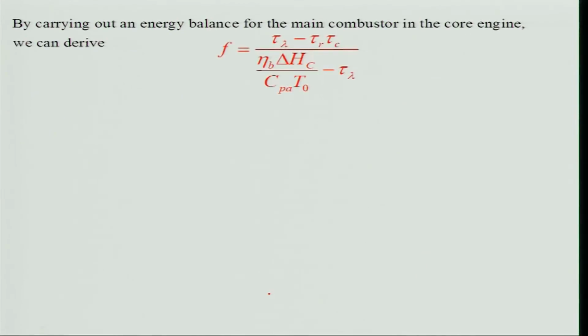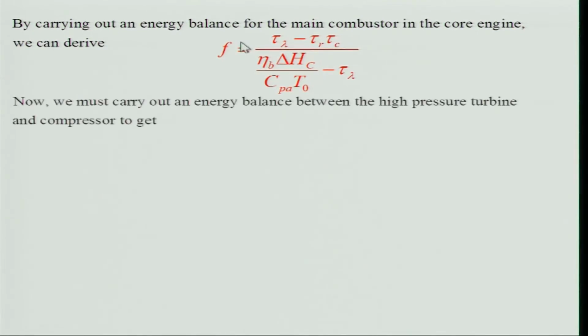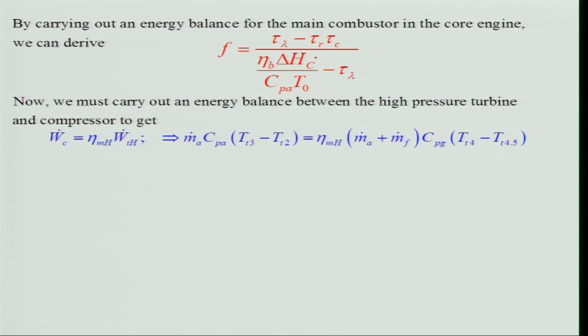Carrying out the energy balance for the main combustor in the core engine, we will get a similar expression as I have shown here, which is the same for turbofan, turboprop and turbojet engines. So, we need not really do anything here. But this next part is very important, we must look at it, because we have the energy balance between the high pressure turbine and the compressor, and also the energy balance between the low pressure turbine and the propeller.